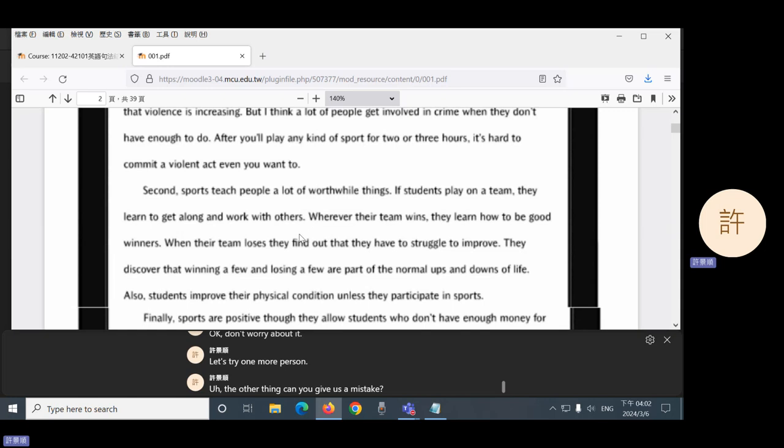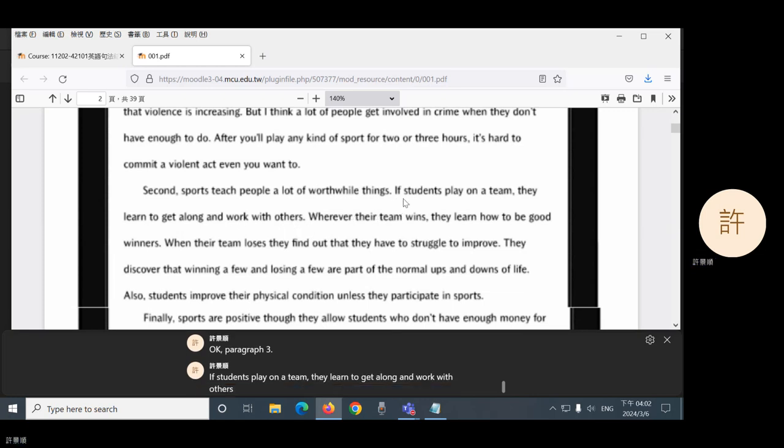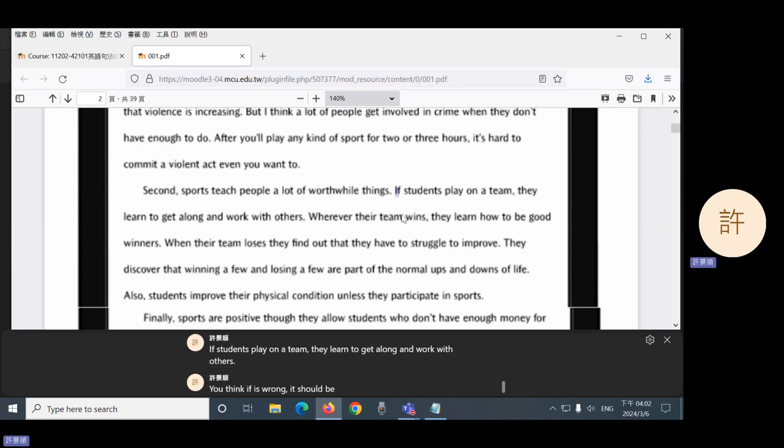Okay, paragraph 3. If students play on a team, they learn to get along and work with others. You think if is wrong, it should be changed to when? I agree, this should be when students play on a team.